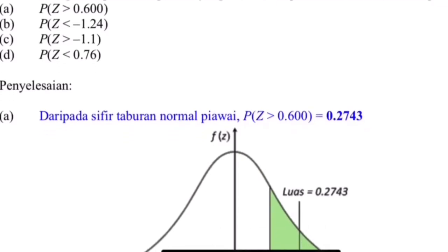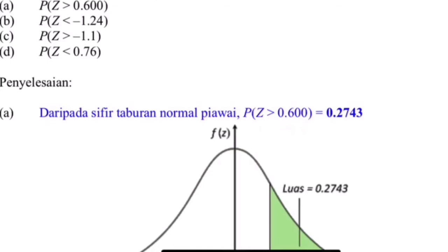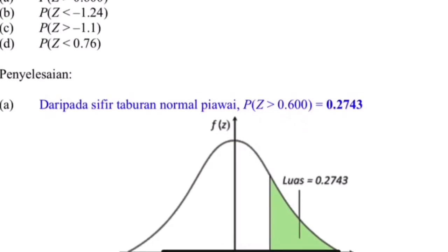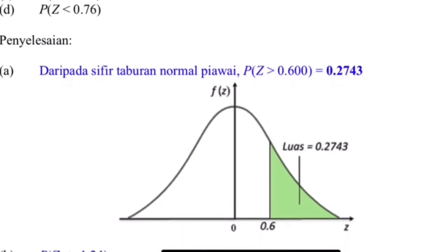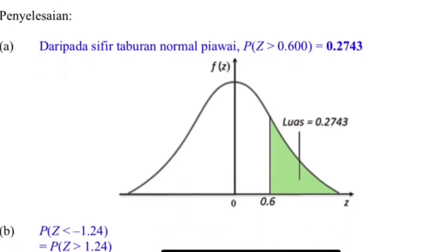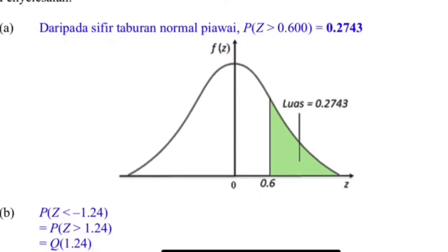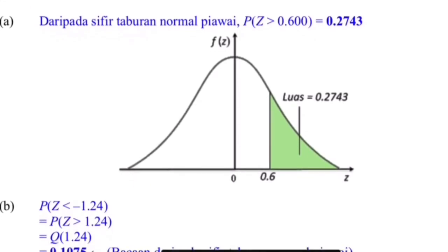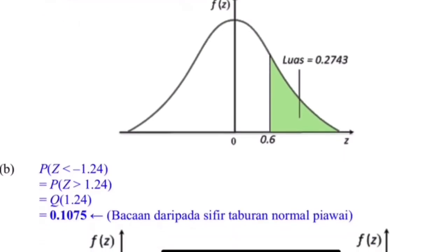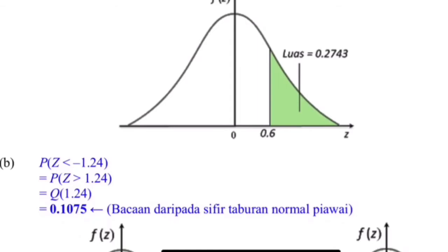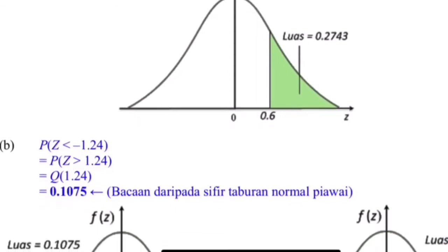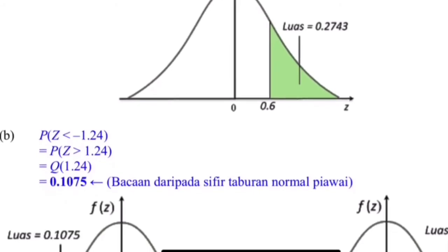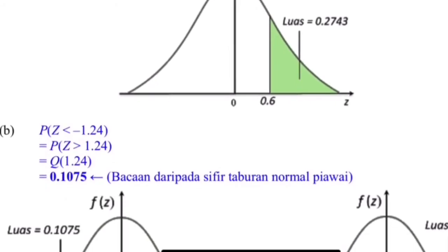So from the buku sphere, you just read the 0.6, you'll get 0.2743. So for more than, you can always read directly because our buku sphere is always more than, also to the right, shade to the right. So the answer is 0.2743. Okay, for B, the probability for z-score which is less than negative 1.24.